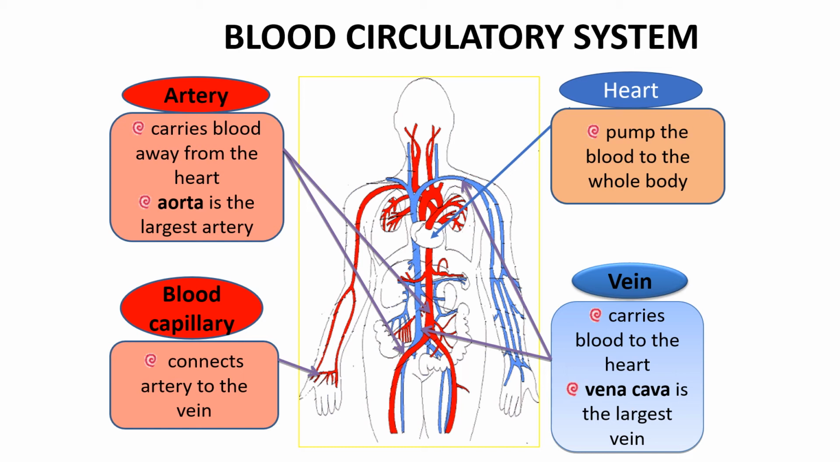The function of an artery is to carry blood away from the heart, and the aorta is the largest artery. The function of a vein is to carry blood to the heart. The vena cava is the largest vein. The function of a blood capillary is to connect artery to vein.